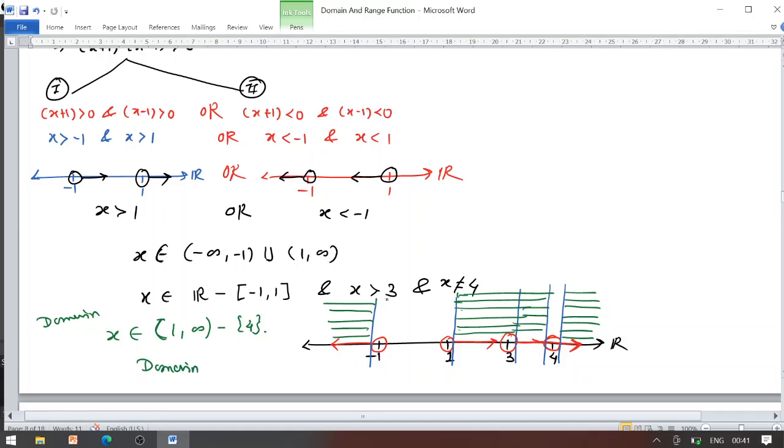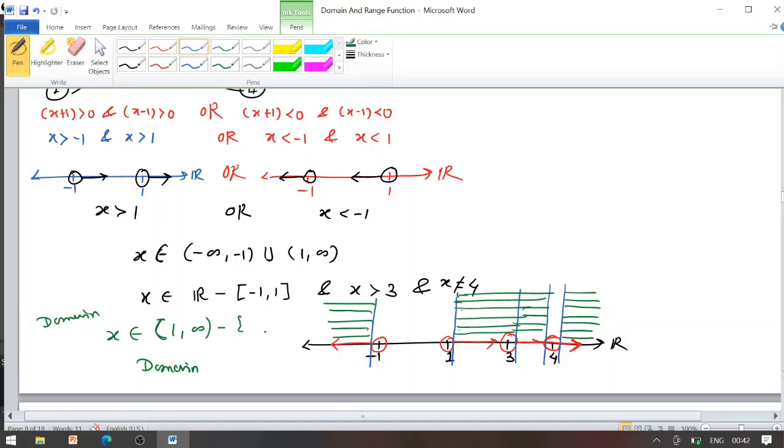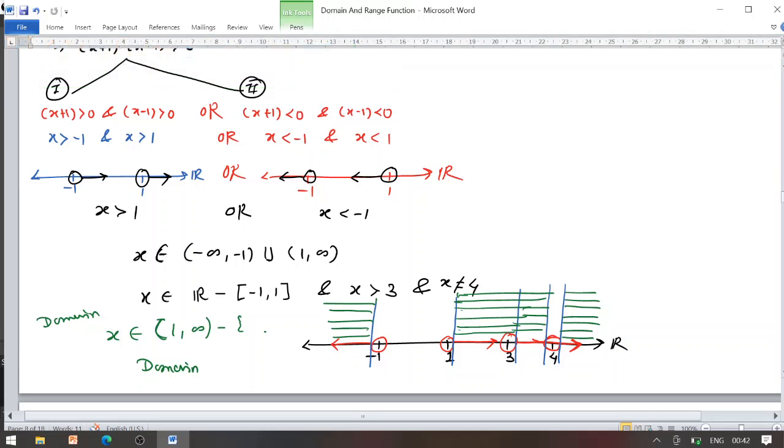Keep in mind here 3 is not included, but 3 is included in the interval that is the set of reals excluding the closed interval -1 comma 1. So we might exclude the 3 also from the given interval. Then we will get the intersecting part of it. So we are excluding here 3 and 4. So the domain of the given function f becomes the open interval 1 comma infinity excluding 3 and 4.